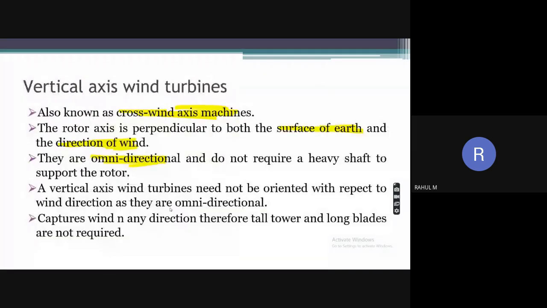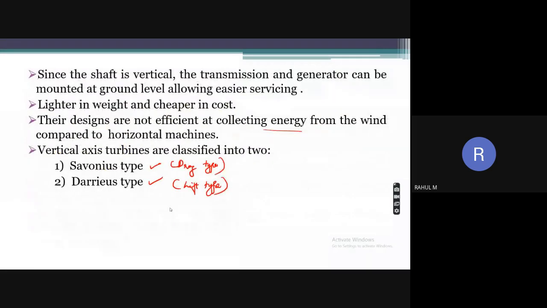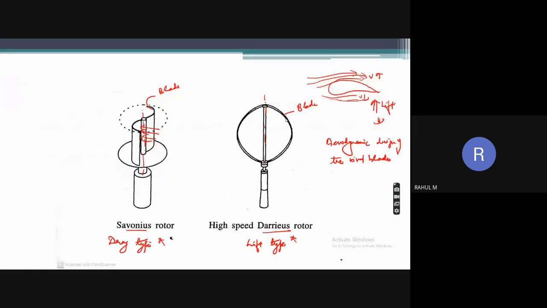Working efficiency is higher for your vertical axis turbine, but at the same time, when you compare the power production efficiency of both, your horizontal will have higher power production efficiency, right? Okay, you can draw this diagram, simple diagram.